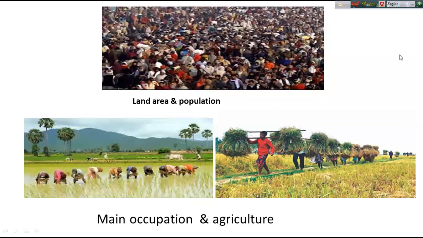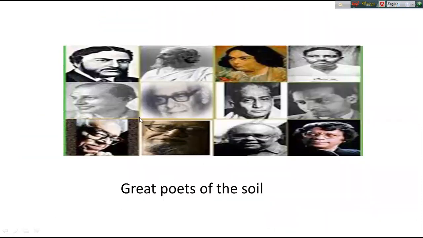Okay, next, what can you write? You can also write about the land area and about its population. How many population is there? Then you can write about the people of Bangladesh, what is the main occupation of most of the people of Bangladesh. You can write about these. Now you can see the pictures of some great poets of the soil of Bangladesh. You can write about some of them.